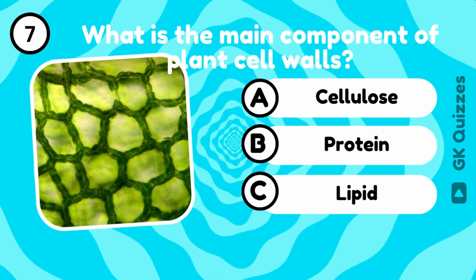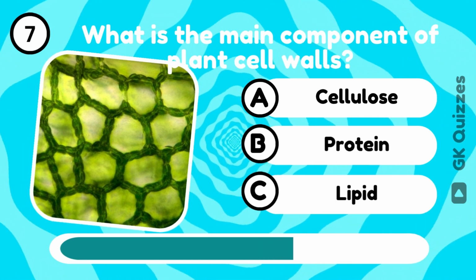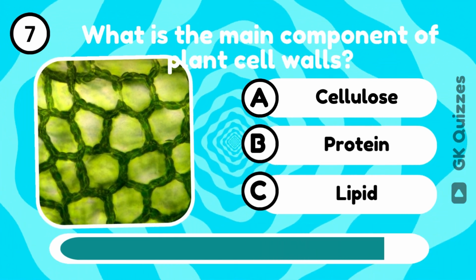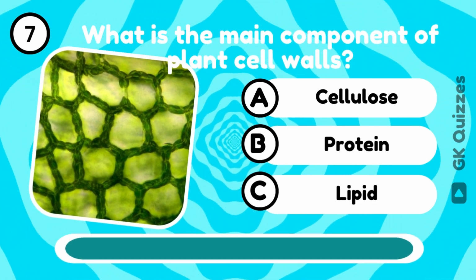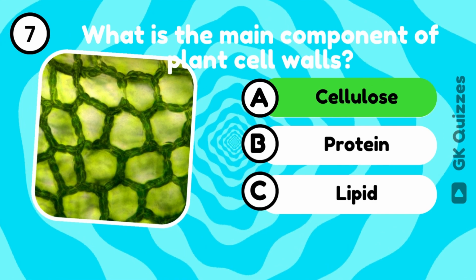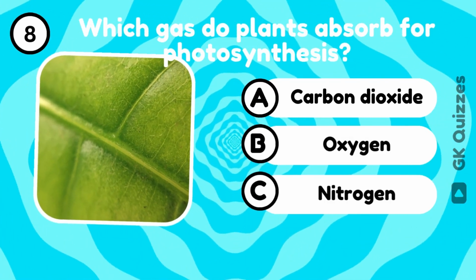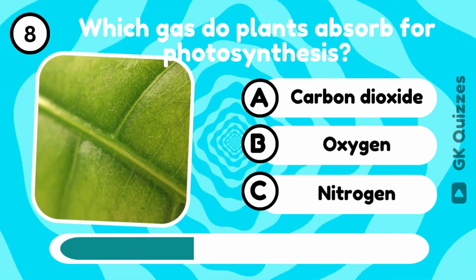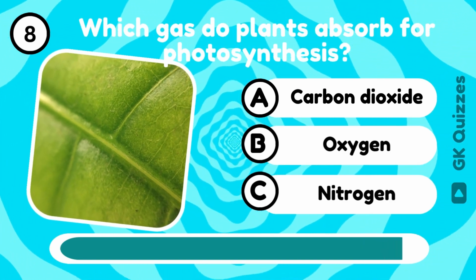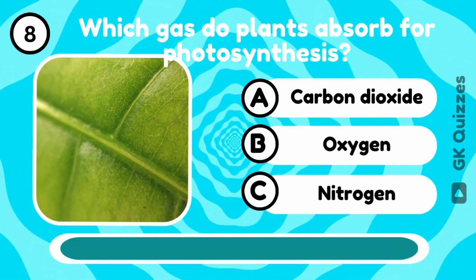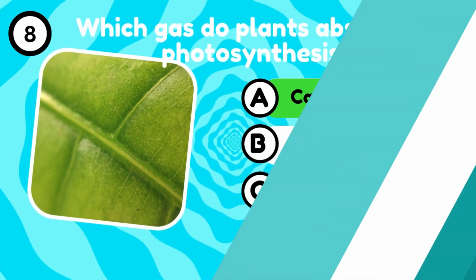What is the main component of plant cell walls? Cellulose, protein, or lipid? The correct is cellulose. Which gas do plants absorb for photosynthesis? Carbon dioxide, oxygen, or nitrogen? The correct is carbon dioxide.